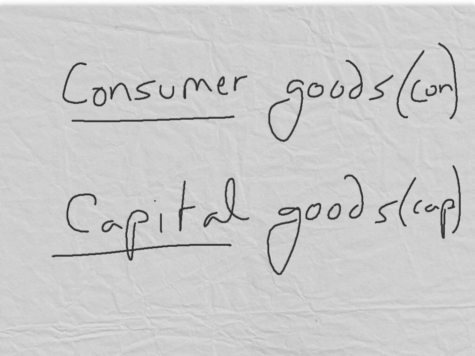The PPF is a graph which shows how much of two types of goods an economy can produce. So let's look at these two goods. One set of goods are called consumer goods, which we abbreviate to CON, and the other are capital goods, which we abbreviate to CAP. Consumer goods are things we use up as we consume them. For example, food and clothes are both examples of consumer goods.